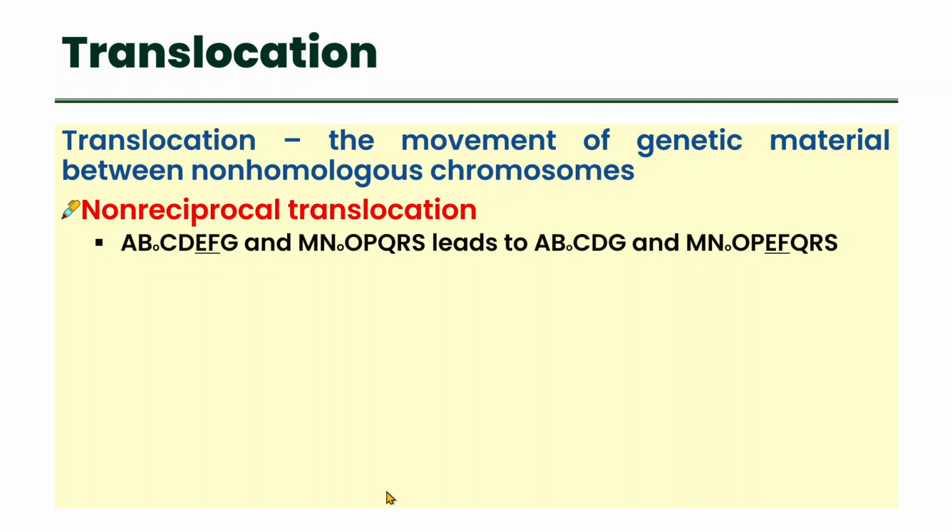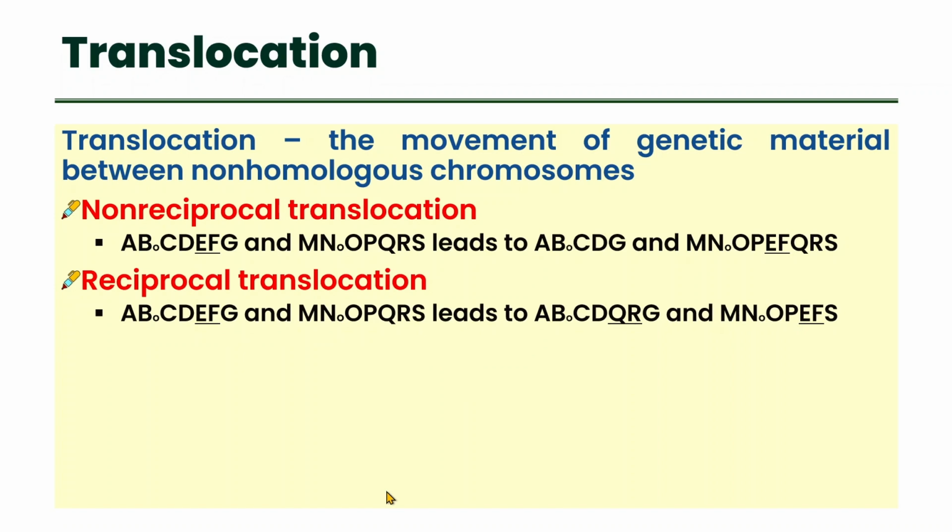As for the example, AB centromere CDEFG, and the other chromosome, a non-homologous chromosome, MN centromere OPQRS, leads to AB centromere CDG, MN centromere OPEFQRS. You've seen that the genes EF are now transferred to the MN centromere OPQRS chromosome. There's also reciprocal translocation. This is when both chromosomes exchange segments with each other, as reflected in this example.